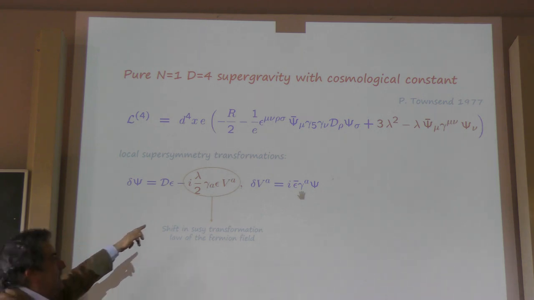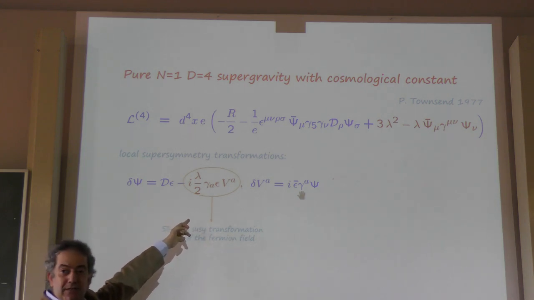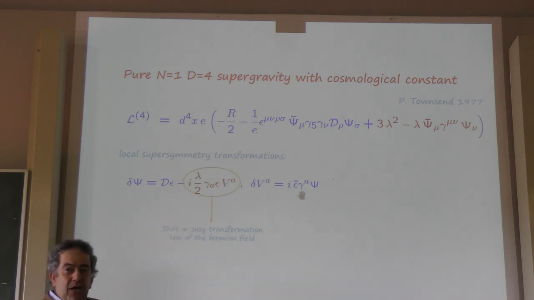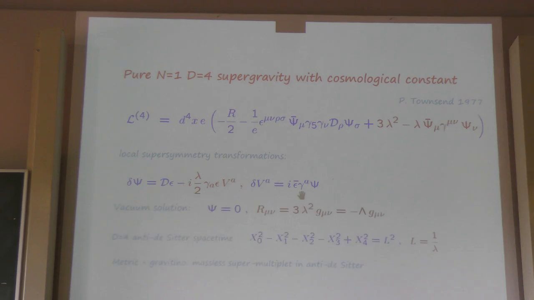Moreover, there is a relation between the cosmological constant and the coefficient of this fermion shift. This precise relation we will encounter in a more general setting as the so-called potential Ward identity, relating the scalar potential to the fermion shift in a more general setting of gauge supergravity. So let us remember this very simple example.